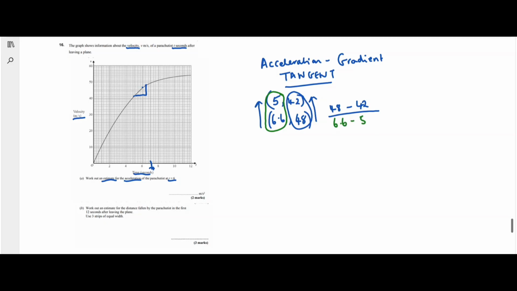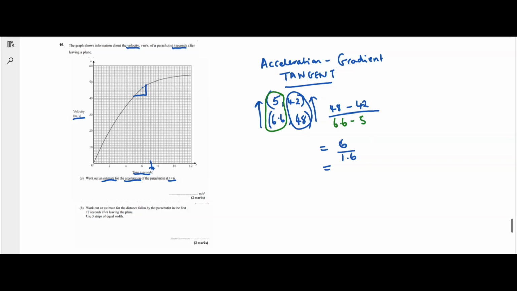That's just change in y over change in x, and that will give me my gradient, which gives me my acceleration. So again, you would just pop this into your calculator and work that out straight away. I've got 6 divided by 1.6, and then I'm going to work that out on my calculator. And as I said, they give you a little bit of margin of error here because everybody's tangent is slightly different, so they'll give you a range for your answer.